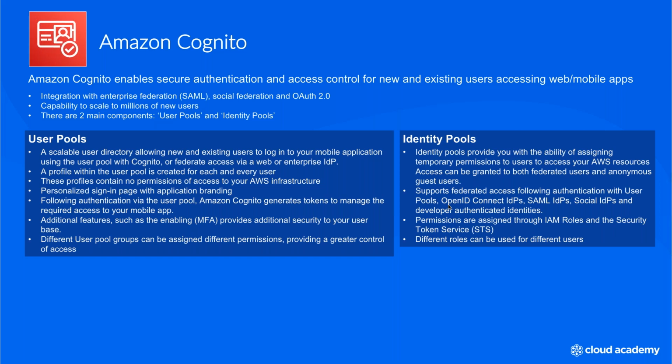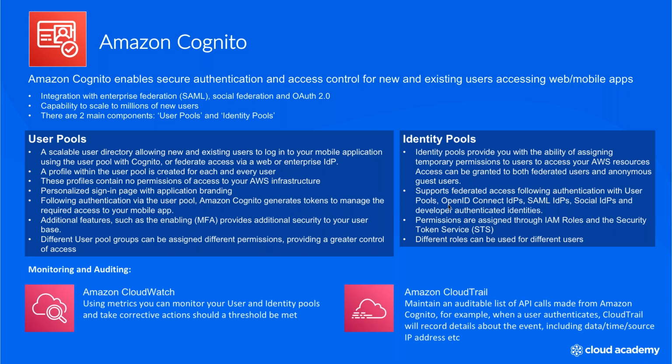Now, once a user has been authenticated either via a user pool or from a federated IDP, the token received and managed by Amazon Cognito can then be exchanged in the identity pool for temporary credentials using the Security Token Service. And these credentials can then be used to access your AWS services when using your mobile app. Now, these two pools, both the user and identity pool, can be used together or separately, depending on the functional requirements of your mobile application. Now, when it comes to monitoring and auditing of requests to your pools, you can use both Amazon CloudWatch with its range of metrics specifically tailored to Cognito, or CloudTrail to maintain a list of auditable API calls made from the Cognito service.